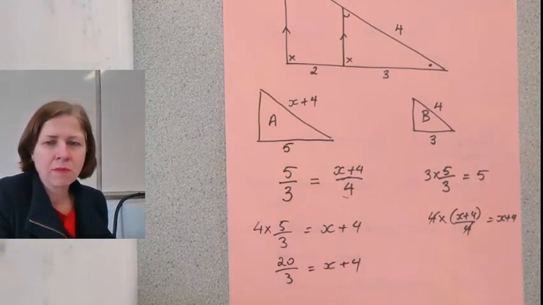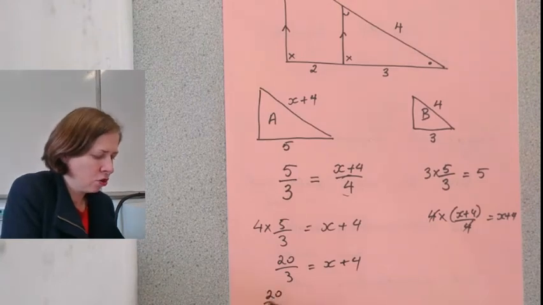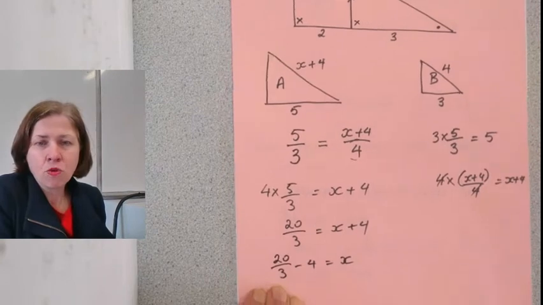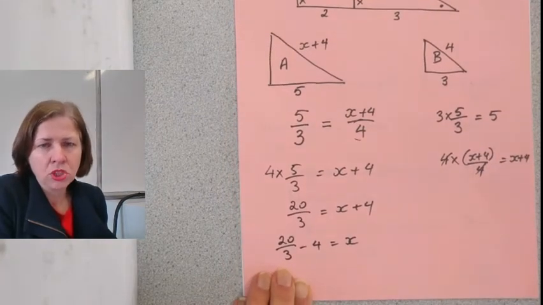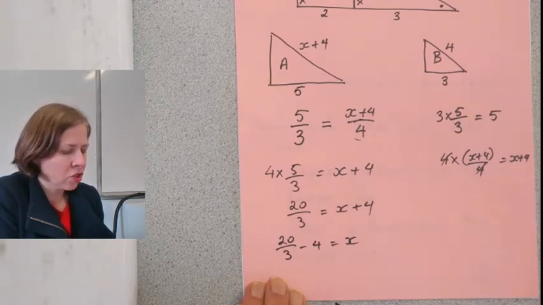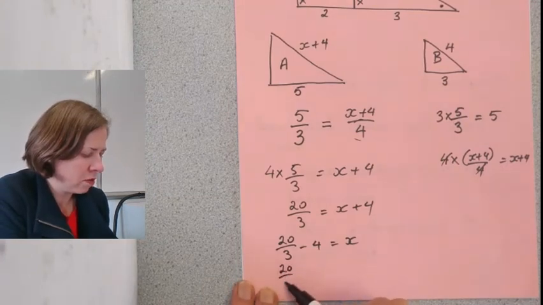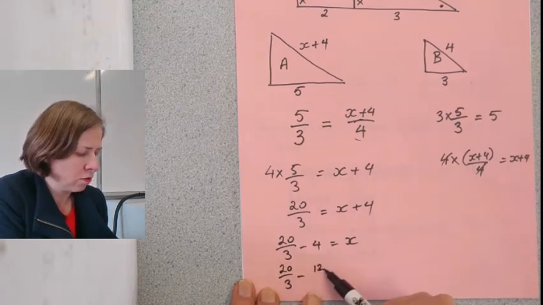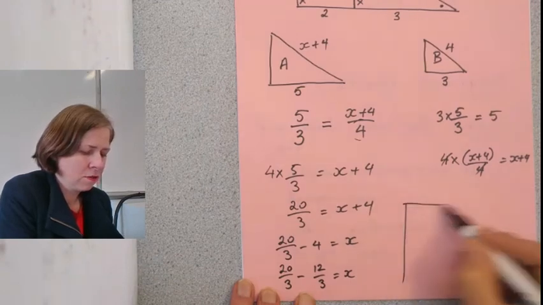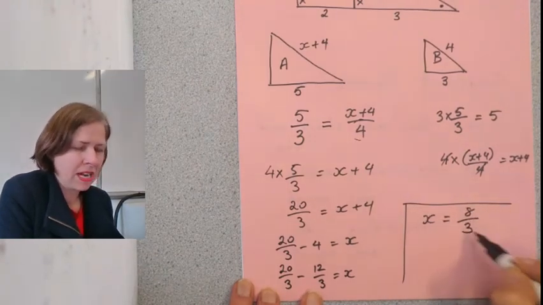Now I just need to subtract 4 from both sides of my equation. So that's 20 over 3 minus 4 is going to equal x plus 4 minus 4, which is nothing, so just x. Now I just need to calculate this. So let's rewrite 4 as a fraction over 3. 20 over 3 minus 12 over 3 equals x. So I've run out of room. x equals 8 over 3.